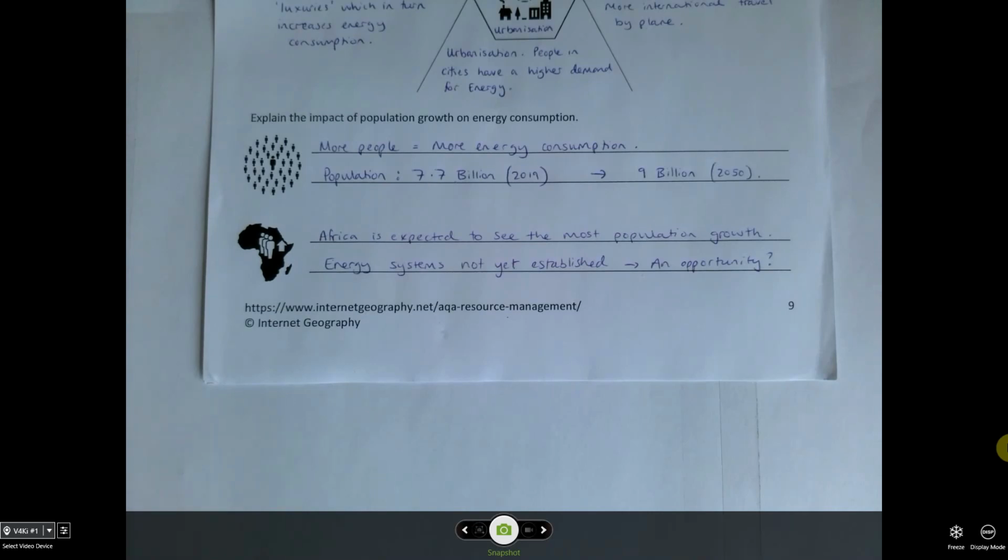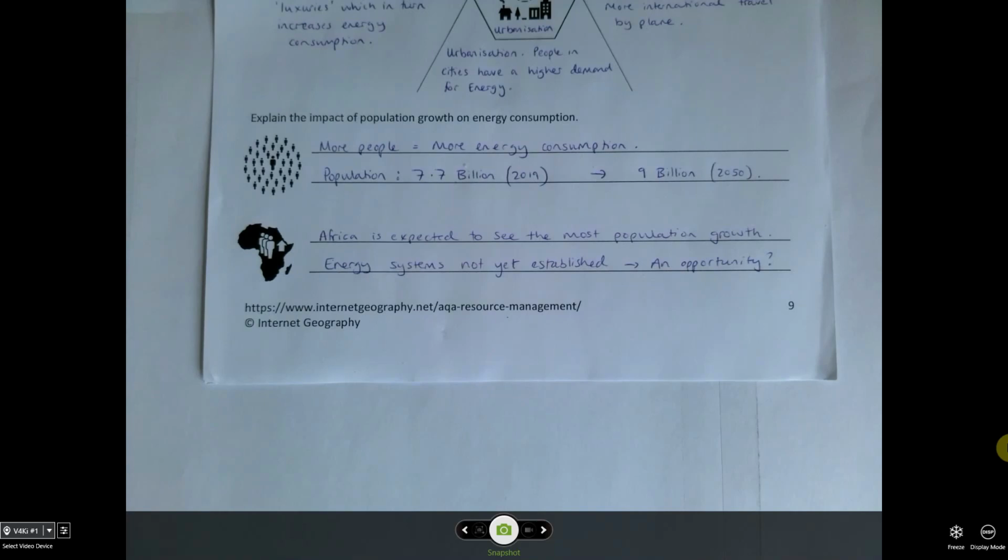Now, it's worth thinking as well about where most of that population growth is going to come from. Africa is actually expected to see the most population growth over the next century. Populations in Europe and North America are not going to change very much. If anything, they're probably going to shrink as we've got quite an ageing population.